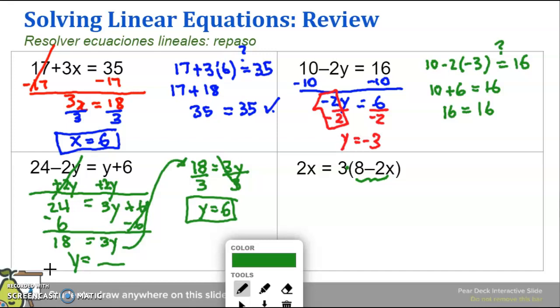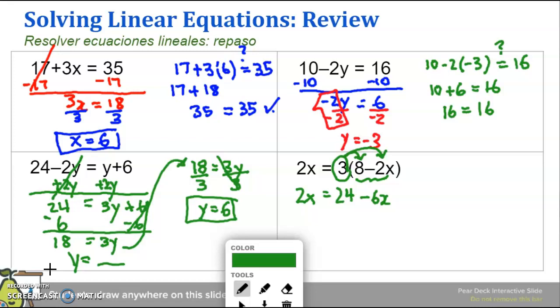However, what we can do is apply the distributive property, if you remember, by multiplying 3 times 8, which is going to be 24. And to that, you're going to multiply 3 times negative 2x. That's going to be negative 6x. So the right hand side simplifies to 24 minus 6x, and on the left hand side is 2x. Now this time we have variables on both sides and just a number on the one side. Remember, we want the variable left on one side and the number on the other side.